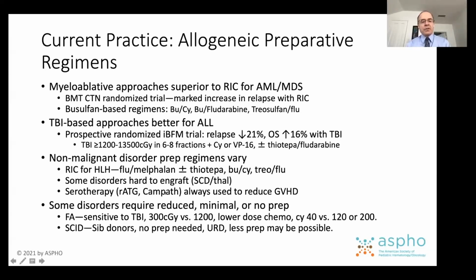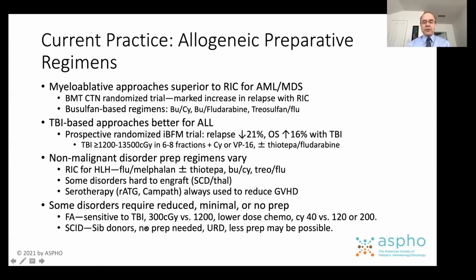Serotherapy, though, is always added when we have non-malignant disorders. So we're invariably adding either ATG, rabbit ATG, or horse ATG, or Campath in order to decrease graft versus host disease, or using other approaches in order to do this.